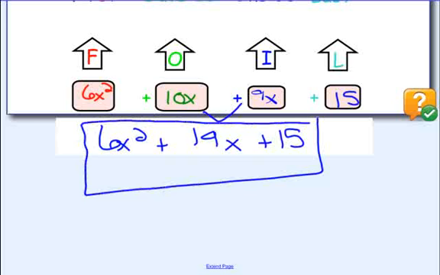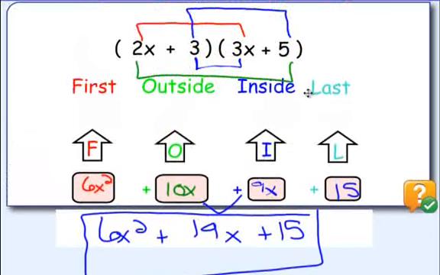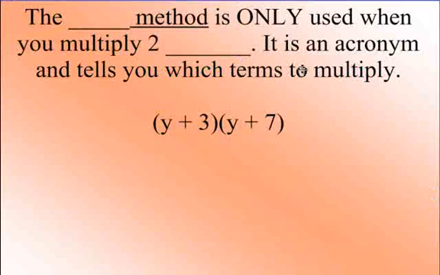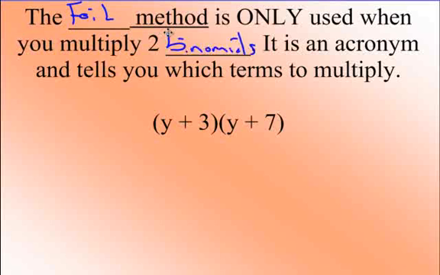So FOIL: first, outside, inside, last. First meaning the first items, outside meaning the outside, inside meaning the inside, and we're being very literal about the outside of everything and the inside, and then the last. Okay, so the FOIL method is only used when you multiply two binomials. If we have anything else going on, then we're using the distributive property. It's an acronym and tells you which terms to multiply.